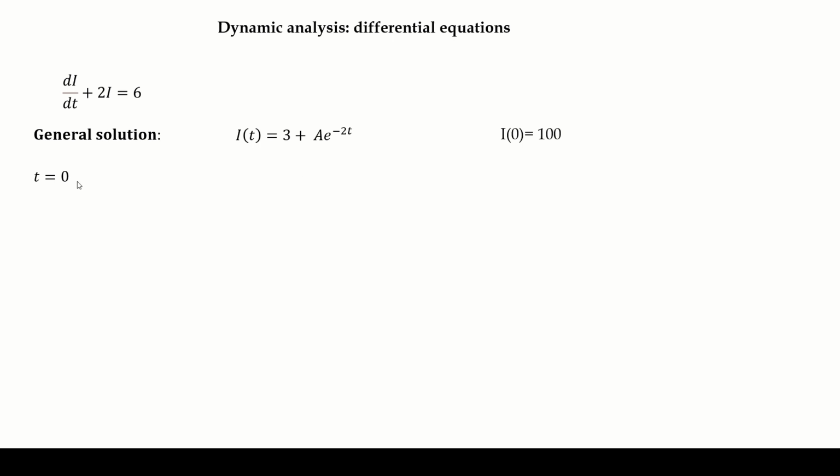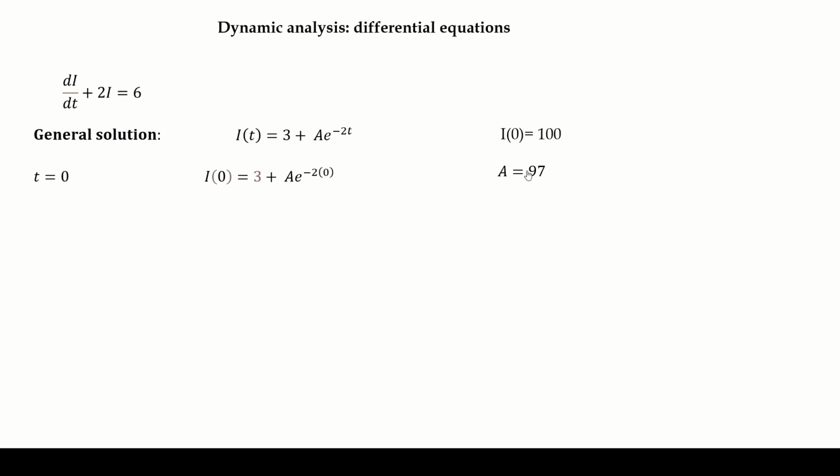We substitute t is equal to 0, and when we substitute t is equal to 0 in here, we obtain this expression. For I at time t equal to 0, we know the value is equal to 100. So we'll substitute that value over here, and we will get the value of a as 97 upon simplification. Notice that we substituted 0 for t over here as well.